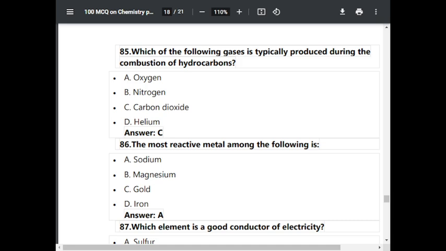Question number 86. The most reactive metal among the following is. Option A sodium, option B magnesium, option C gold, option D iron. The correct answer is A, sodium. Sodium is the most reactive metal among the following four.